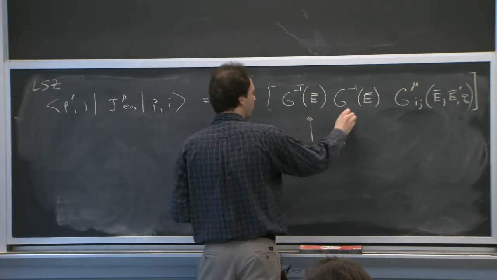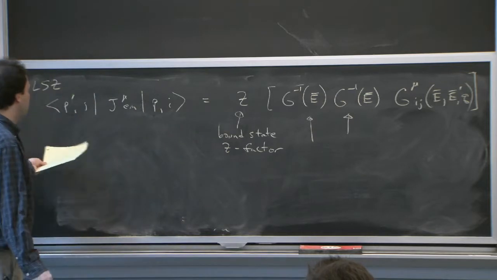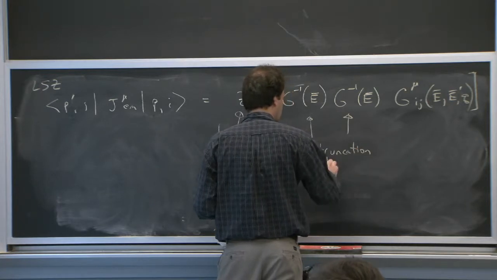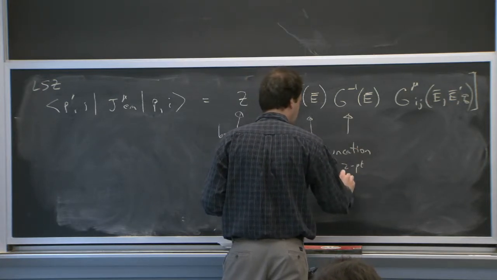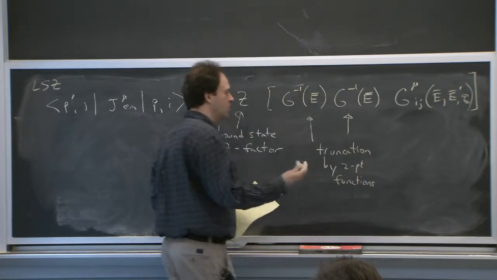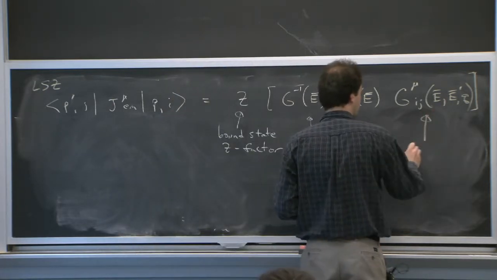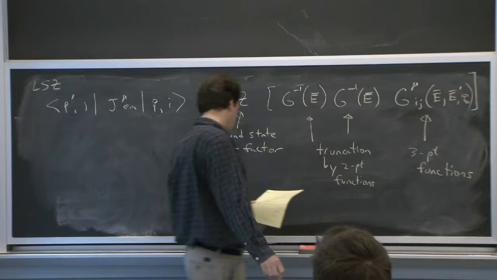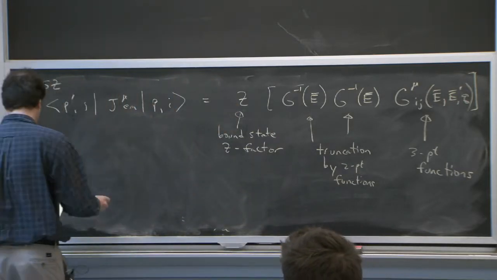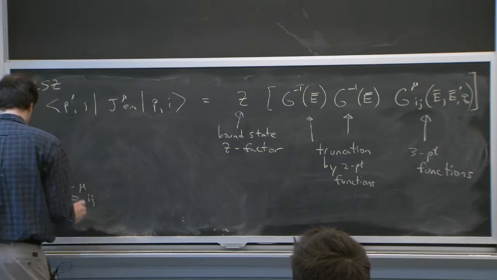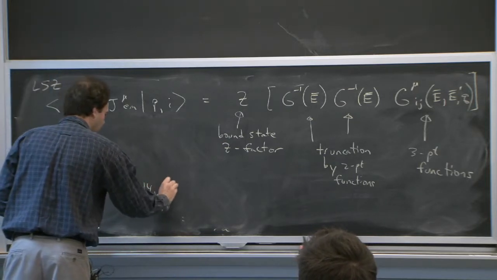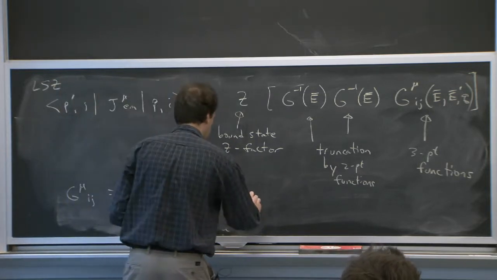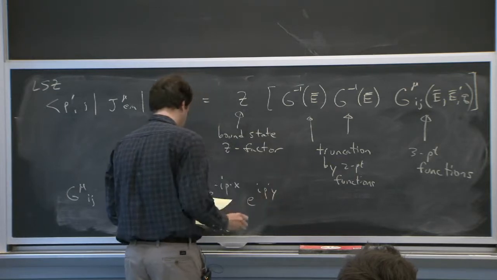These guys here are just 2-point functions, and that's because I have to truncate the lines. This is truncation by 2-point functions, but they're 2-point functions for the bound state, so 2 lines. And then this is the 3-point functions. OK, so for the 3-point functions, what would the time order product be for that? It's a time order product of 3 things.